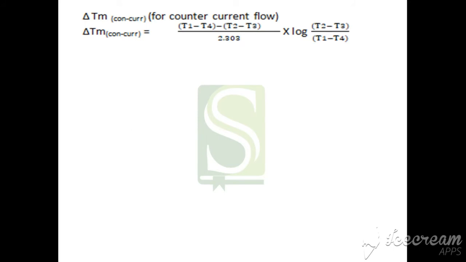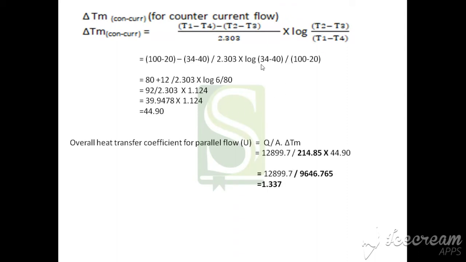For counter current flow, the formula for delta Tm is (T1 minus T4) minus (T2 minus T3) upon 2.303 into log of (T2 minus T3) by (T1 minus T4). By substituting these values, we get delta Tm to be 44.90. Though here you are going to get a minus sign, in the heat transfer process heat transfer is taking place, so there is loss of heat. So we are not going to consider that minus sign in the calculations for heat transfer. We will just take the log of 6 by 80, and we get the final answer to be 44.90.